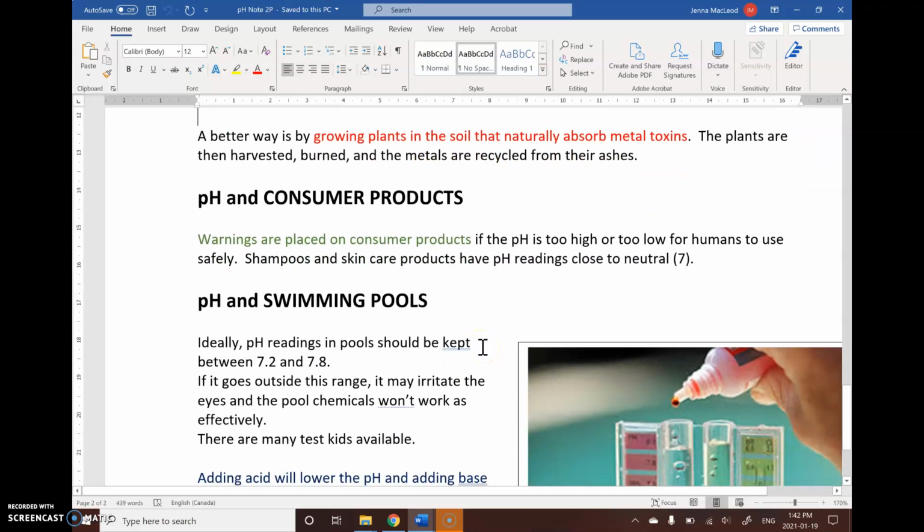pH in customer products. Warnings are placed on customer products if the pH is too high or too low for humans to use safely. So for example, our household product symbols or even WHMIS symbols. Shampoo and skincare products have a pH closer to neutral, because if it's too acidic or too basic, it will dry out our skin. It could even create burns or rashes. So we want to keep it as neutral as possible.